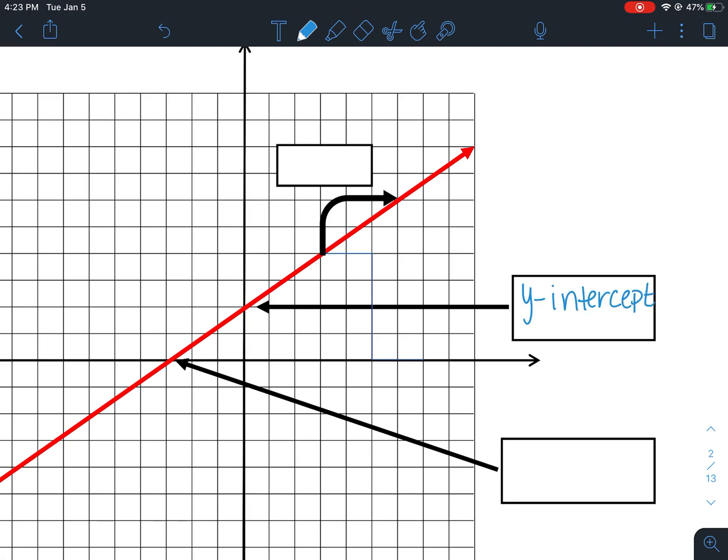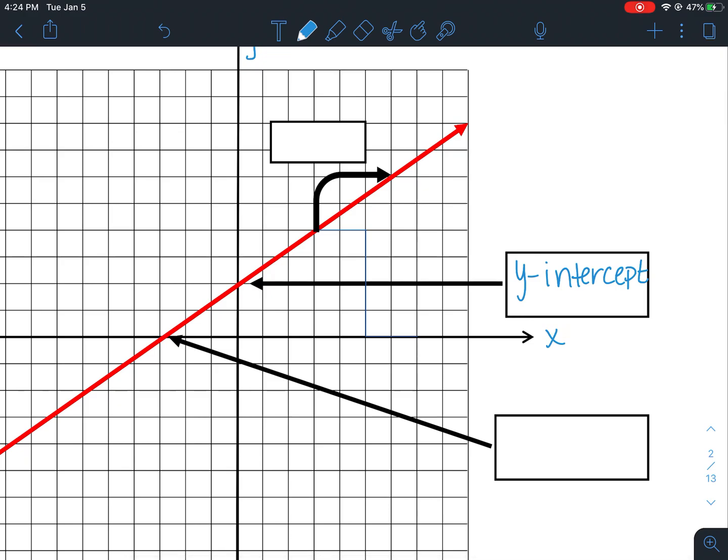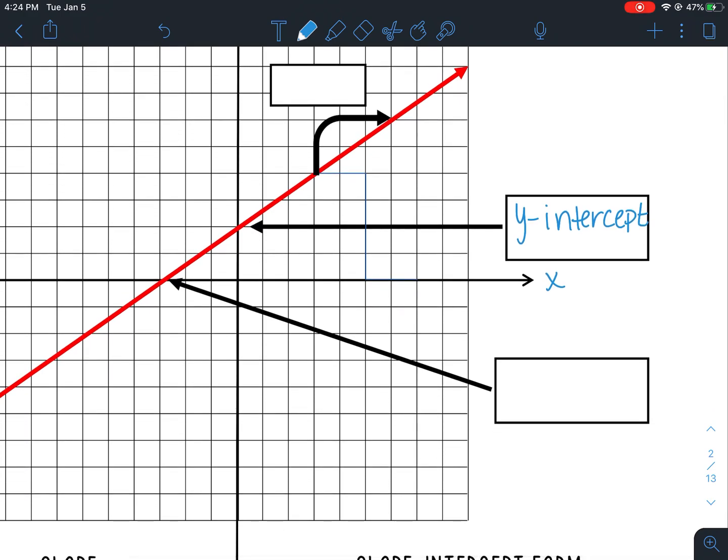Now you may ask yourself, okay, why is that y? Because this is our y-axis and that is our x-axis. So if it crosses the y-axis, it is intercepting y. Okay, we see this other arrow here, and I'm sure you can guess what that is. Since it's crossing our x-axis, that is our x-intercept.